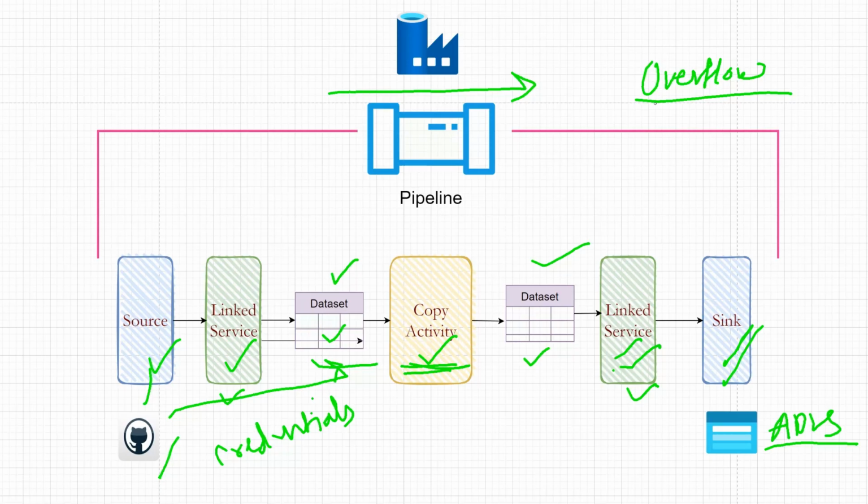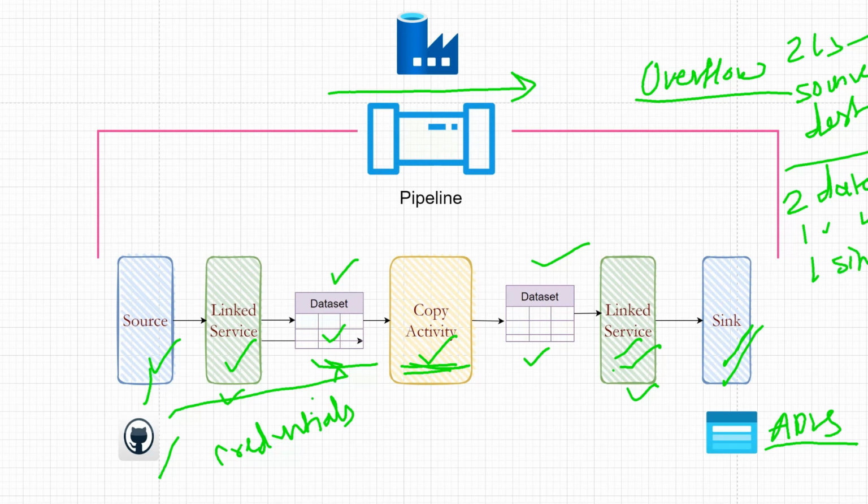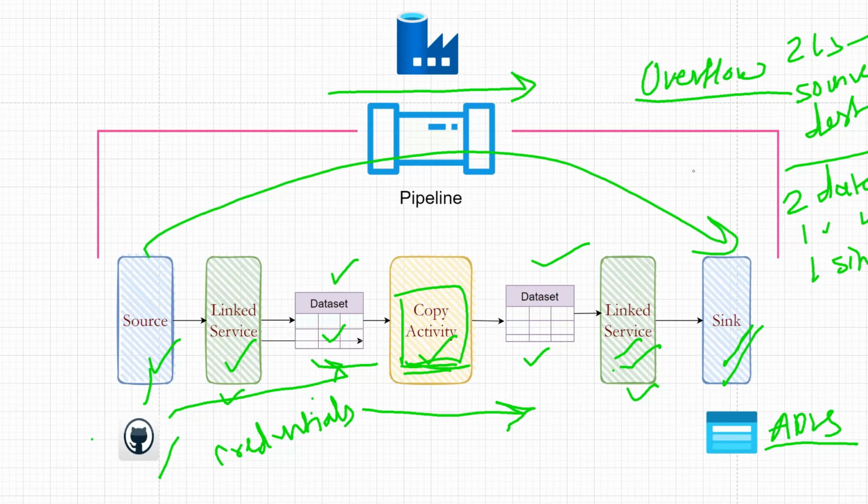So now we are clear that we need two linked services, one to establish the connection with the source and another for the destination. With these two linked services, we need two datasets also, again one for the source and one for the sink. So we need two linked services, two datasets, and then the copy activity. Then we will interlink those components and pull this data from the source to the sink. Now let's see how we can implement this practically.